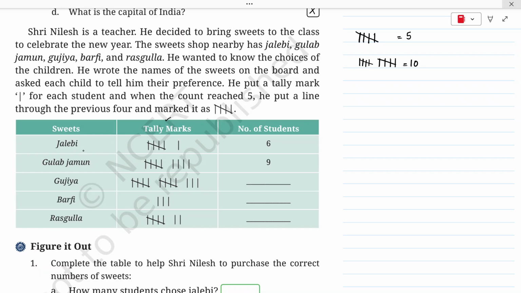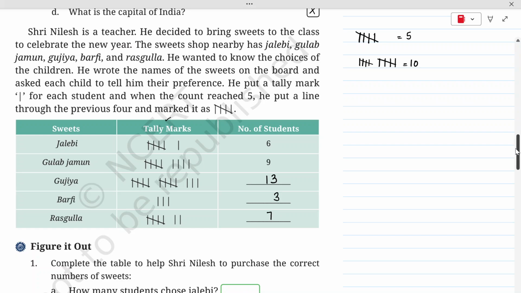For jalebi, the tally marks are already given. This is 5 plus 1, 6. For gulab jamun, this is 5, then 4, 9. For gujia, we have to write. So kids, this is 5, this is 5, 5 plus 5 is 10, and then 3. So this is 13. So the number of people who like gujia is 13. Coming to barfi, it is 3. Rasgulla, this is 5 plus 2, 7. So I hope everybody knows the tally marks.